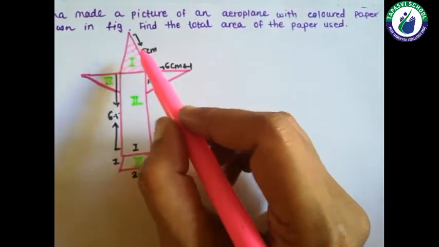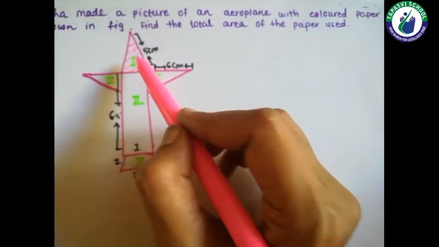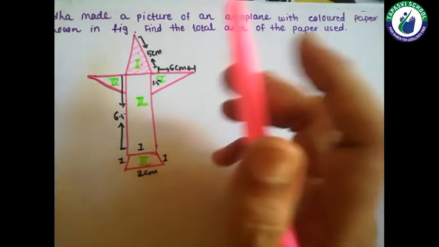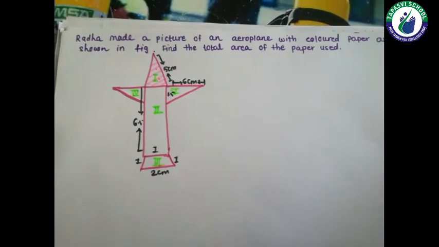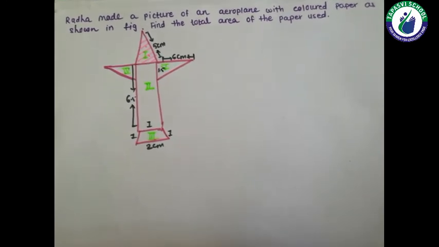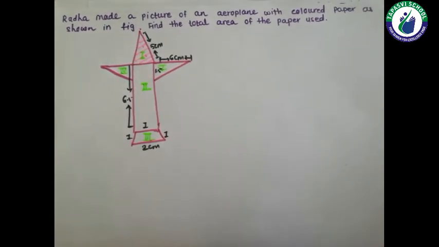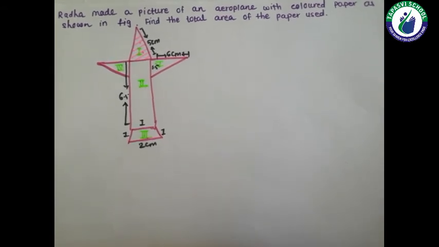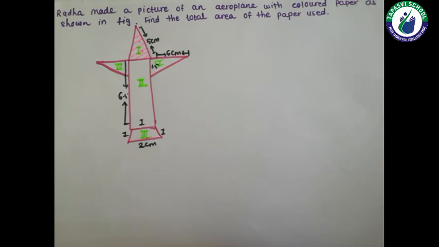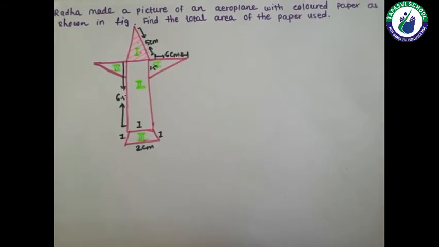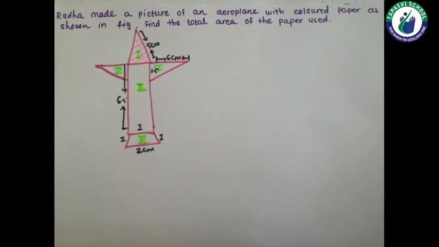So in this way, students, area of the first part, area of the second part, area of the third, fourth and fifth part. In this way, by using the different formula of that shape, we will find the area separately, and in the last we will add them all. So we will get the total area of the paper used to make this aeroplane.